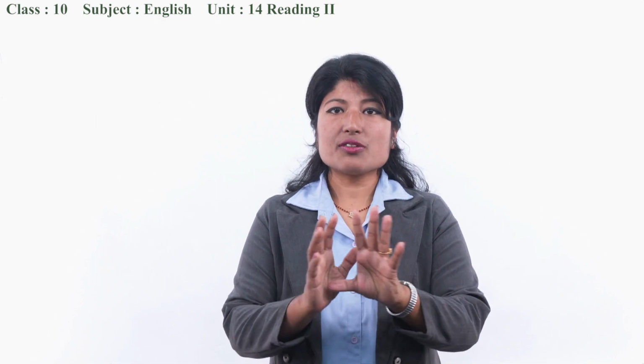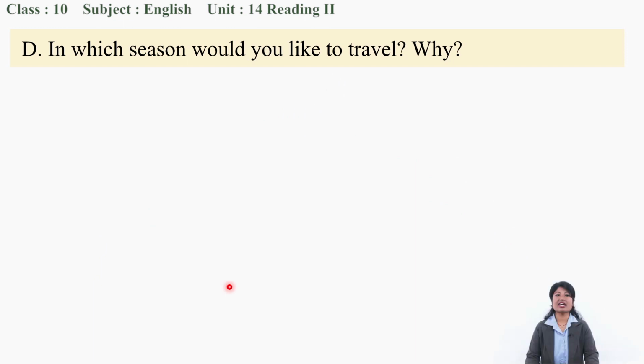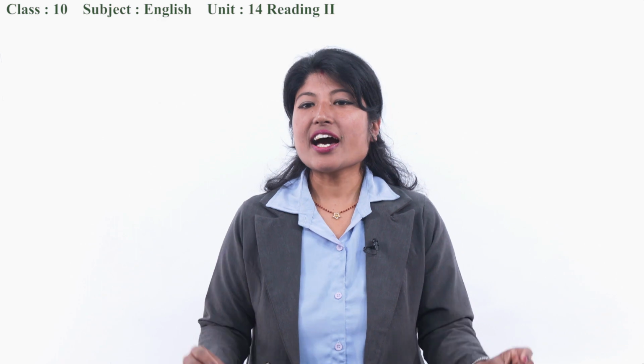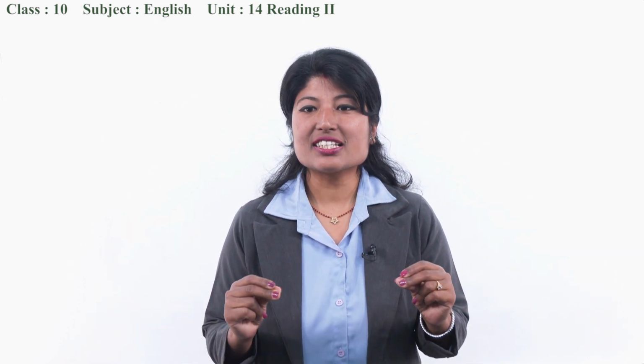So we have completed exercise C as well. Now the final exercise is left. What is that? D. In which season would you like to travel? Why? Throughout this unit we have been talking about traveling, and we have already discussed that I also like traveling, you also like traveling, but in which season now? Of course, just like the poet, I also like to travel in the spring season.